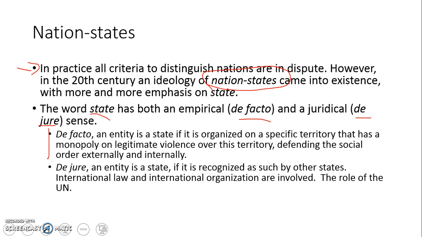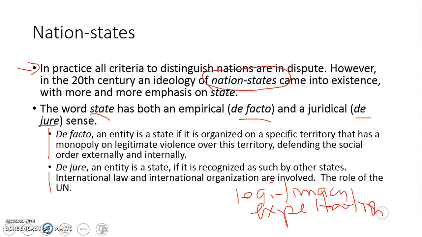So de facto means in fact, right, or because of the fact. An entity is a state if it's organized on a specific territory that has a monopoly on legitimate violence over this territory, defending the social order externally and internally. So it acts like a state, and therefore it is a state. De jure means an entity is a state if it's recognized as such by other states. So this has more to do with legitimacy and expectations.